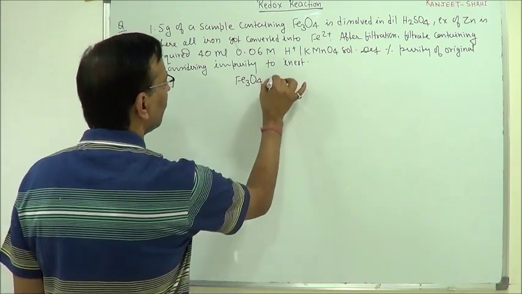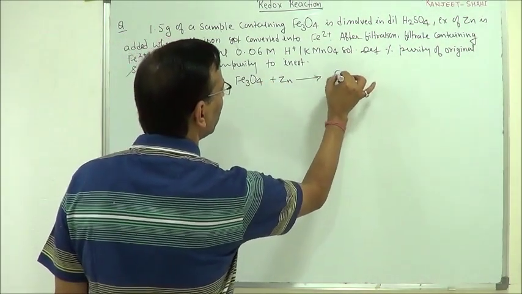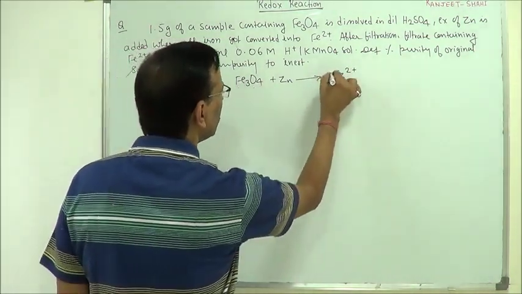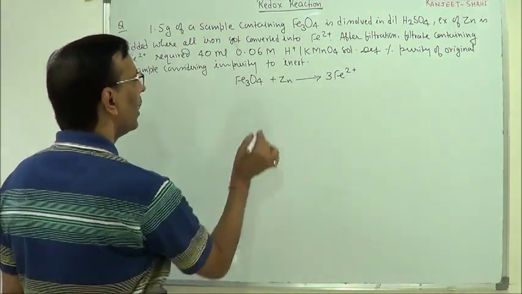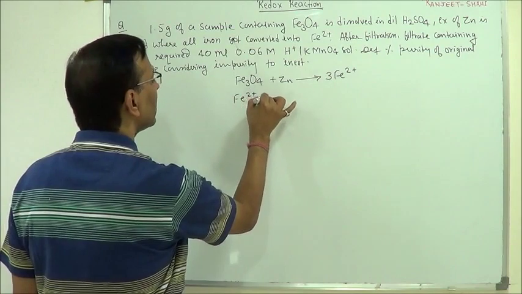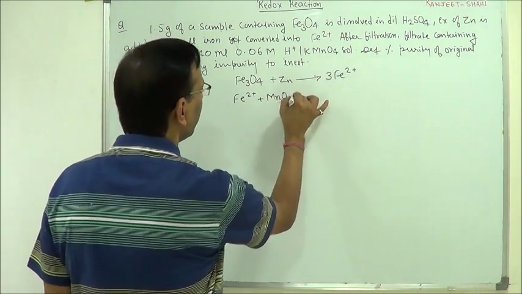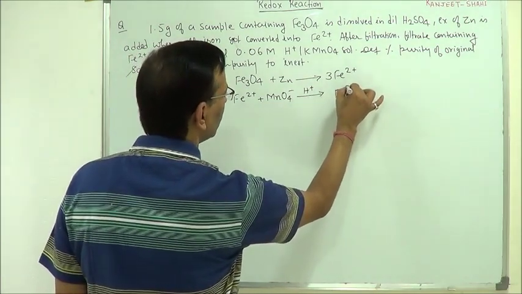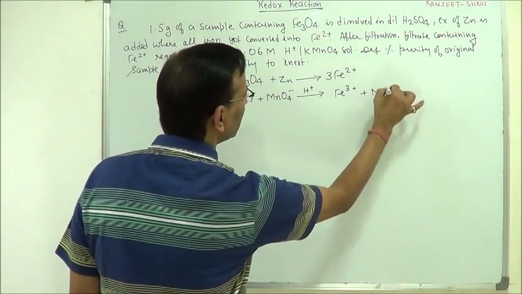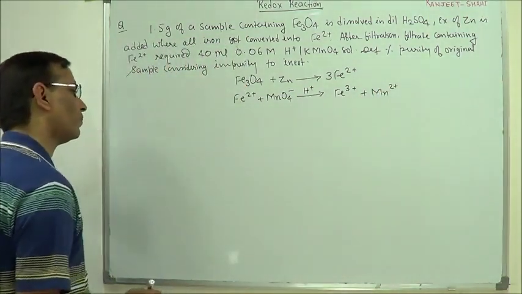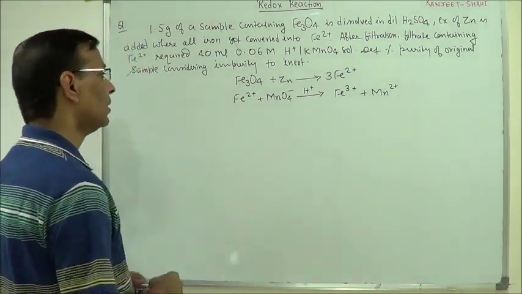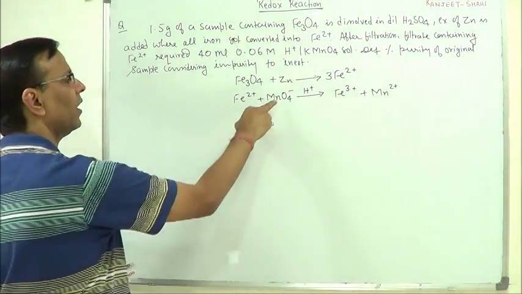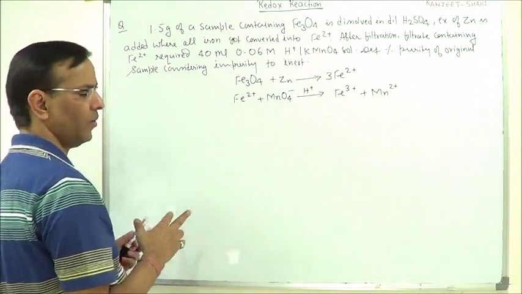Fe3O4 with zinc is converted into ferrous iron. If we conserve the iron, one of this will give 3 of ferrous iron. And then this ferrous iron is oxidized with potassium permanganate in acidic medium, so it will be oxidized to ferric iron, reducing manganese to Mn2+. Titration is occurring here. So milliequivalent of permanganate will again be equal to milliequivalent of ferrous iron.